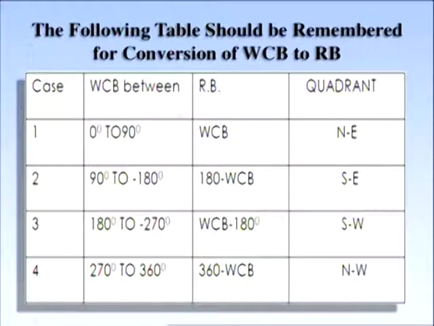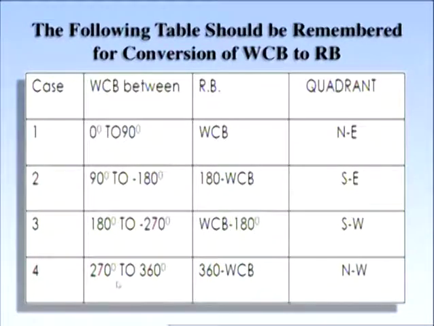Suppose your whole circle bearing is from 180 to 270, that is lying in the third quadrant. Then to find the reduced bearing, whatever the whole circle bearing is, you have to subtract 180 degrees. Again you have to mention your quadrant: whatever value you get from WCB minus 180 degrees, you put between south and west. So it will indicate that your angle is in the third quadrant.